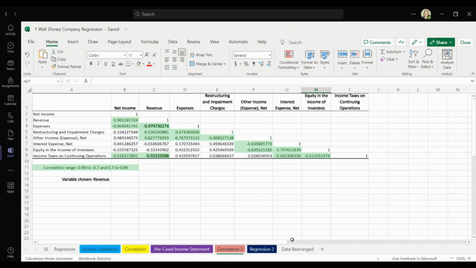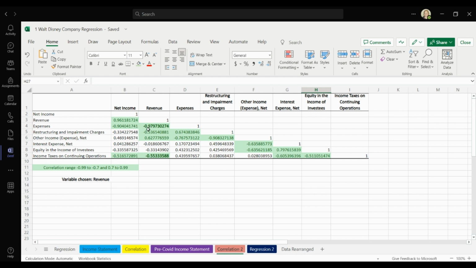Hello, my name is Teresa Mize, and I'm going to be going over our regression analysis using the income statements from the pre-COVID years. But first, we need to look at our correlation and determine which independent variables we're going to be using for this regression. So looking here, we see that revenue, expenses, and income taxes on continuing operations are highly correlated with net income.